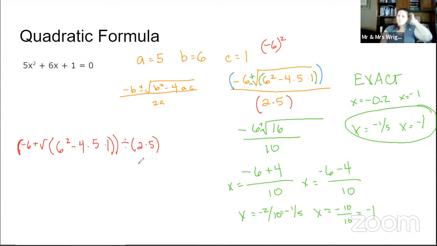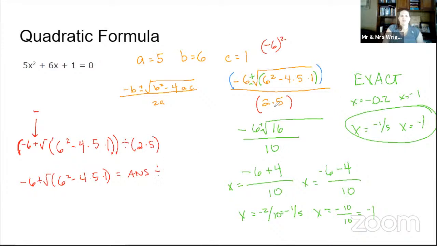Now, you're going to do this again, but instead of putting a plus here, you're going to put in a minus. So that's another way to enter it into your calculator. The third way, which is the way I prefer, is just to enter -6 plus radical parentheses 6 squared minus 4 times 5 times 1 close parentheses and hit enter. And whatever that answer is, I then divide. On a calculator, it doesn't look like that.